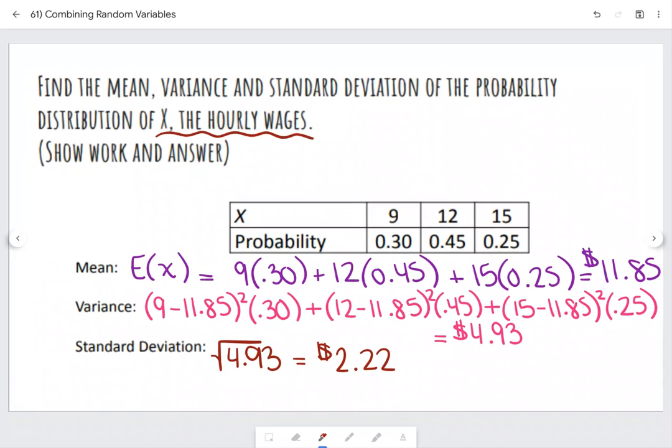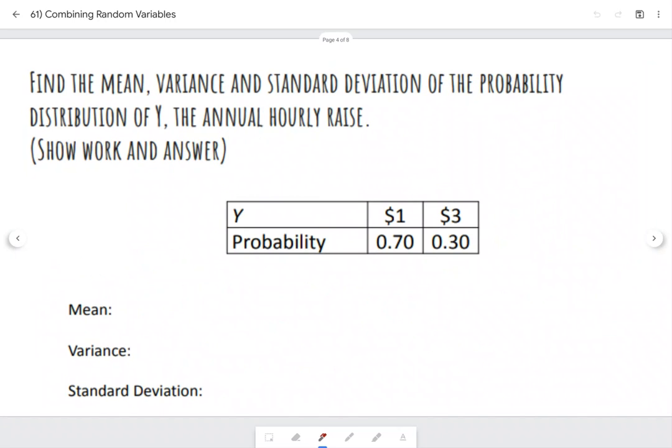We're going to do it all again here, and we're going to do it for the hourly raise, and that's going to be Y in this case. So if you want to take a second, you could pause the video here and just try to do the mean, the variance, and standard deviation just by practicing what we just did. So you could go ahead and do that and pause the video. And when you're ready, just hit play.